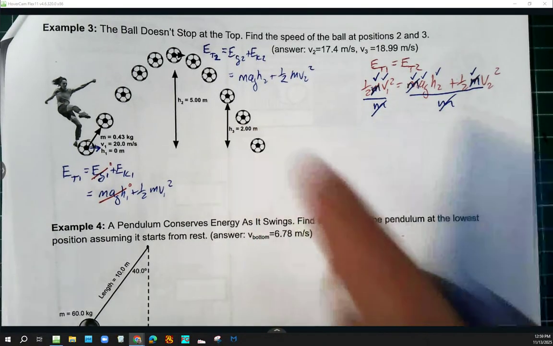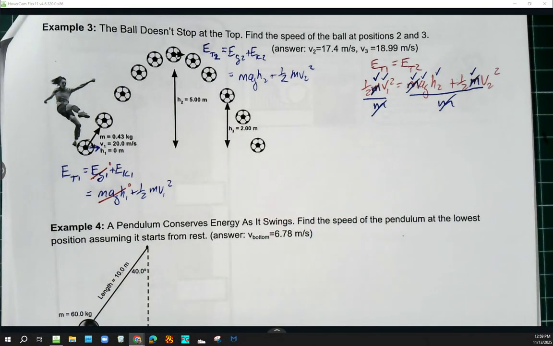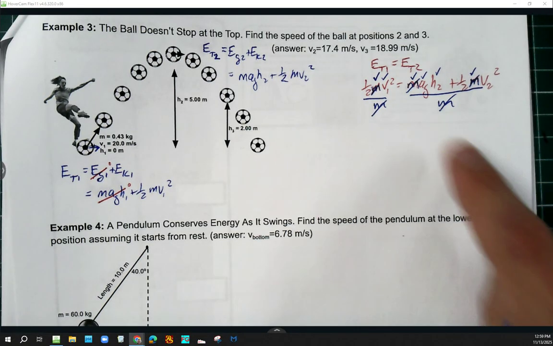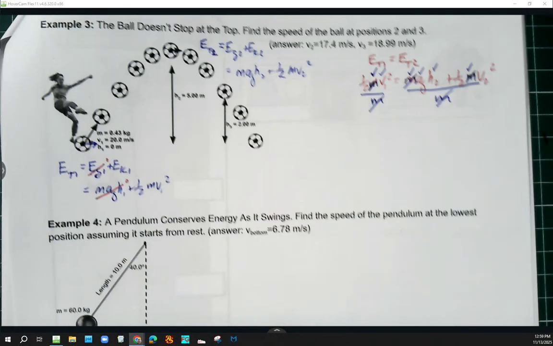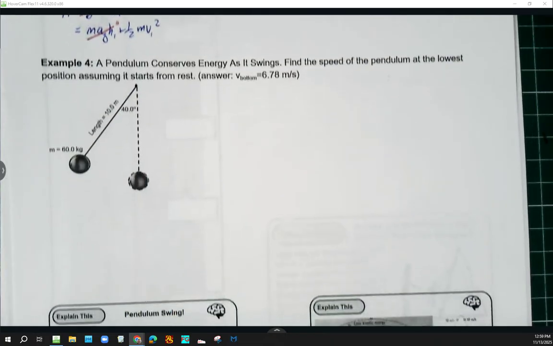So I wanted to put it out there that there's nothing different between a soccer ball being kicked in the air than a roller coaster. You're going to approach it in the same way, and if masses cancel out, amazing, right? Like that makes things easy. I want to take a look at this second situation.